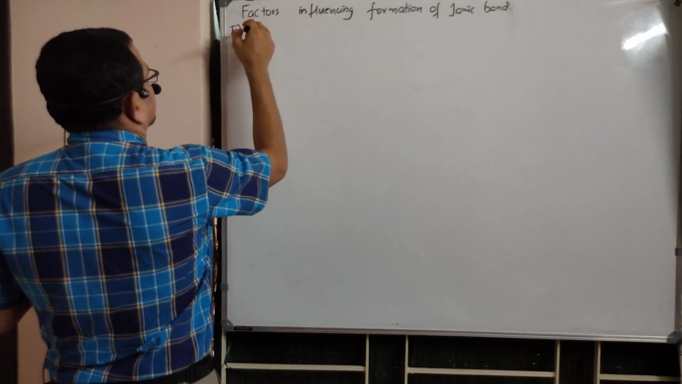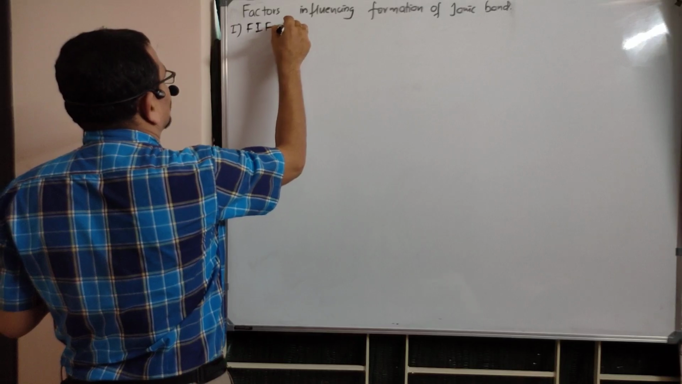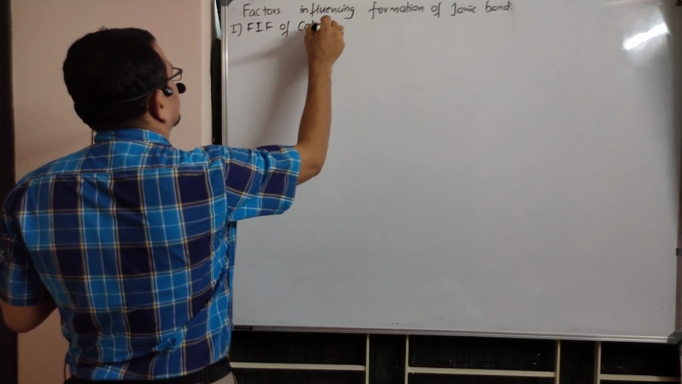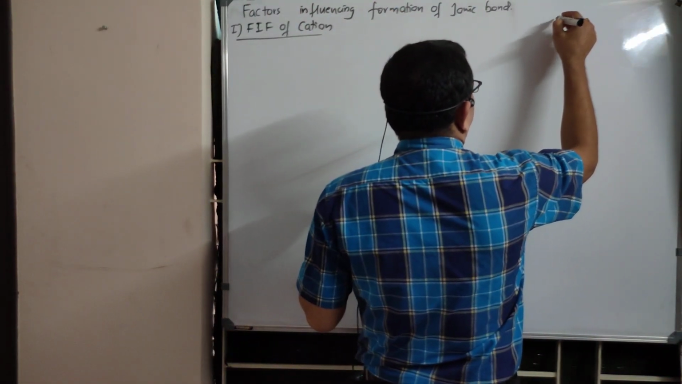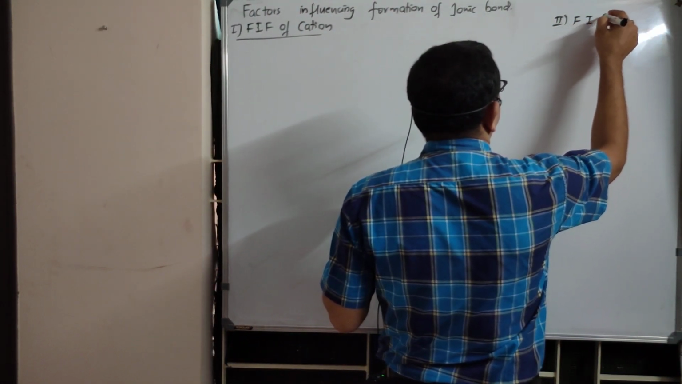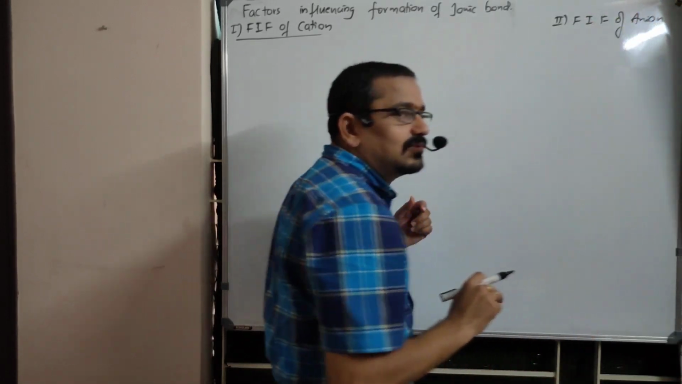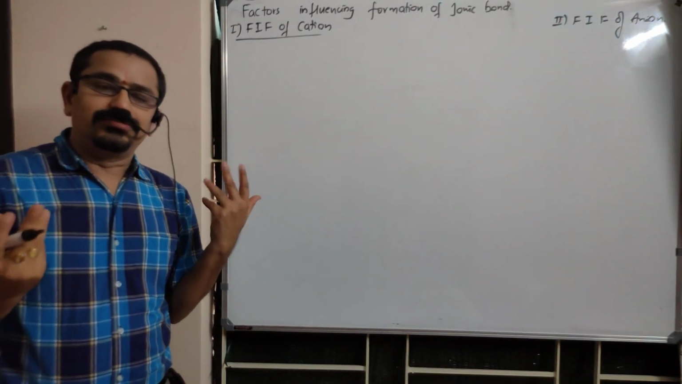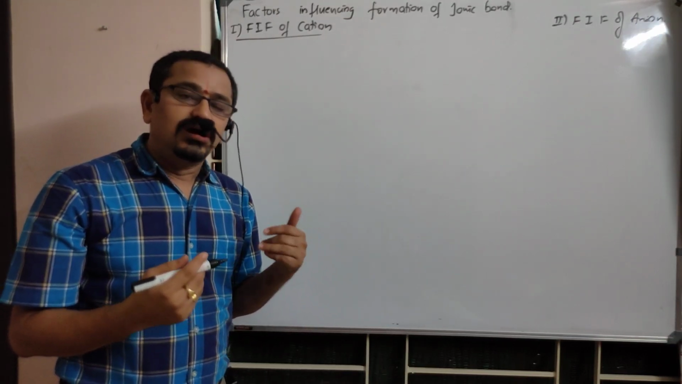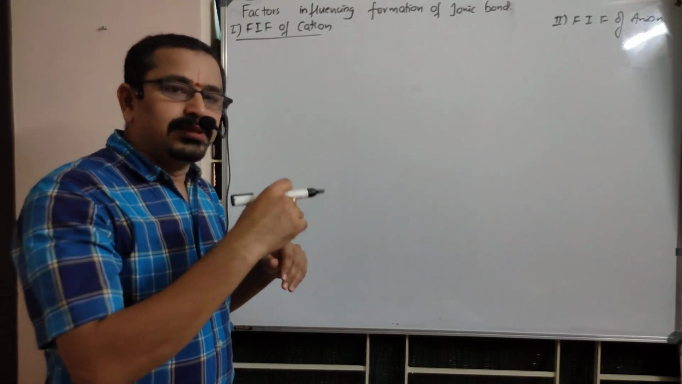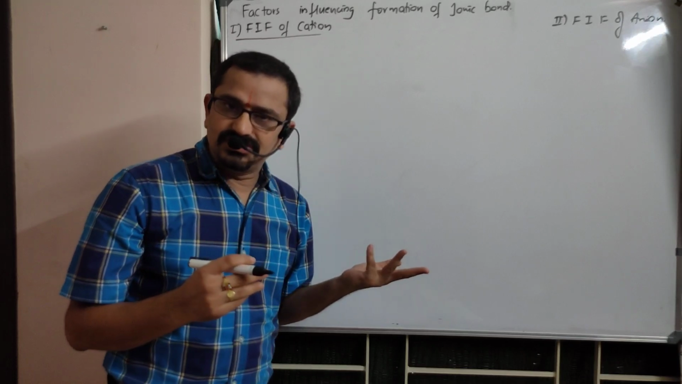One is factors influencing the formation of cation, and the other one is factors influencing formation of anion, right? Now let us discuss one by one. Cation means what's the meaning? Cation means which has a positive charge. How to generate a cation from an atom? By removing an electron. Removing an electron usually isn't easy.